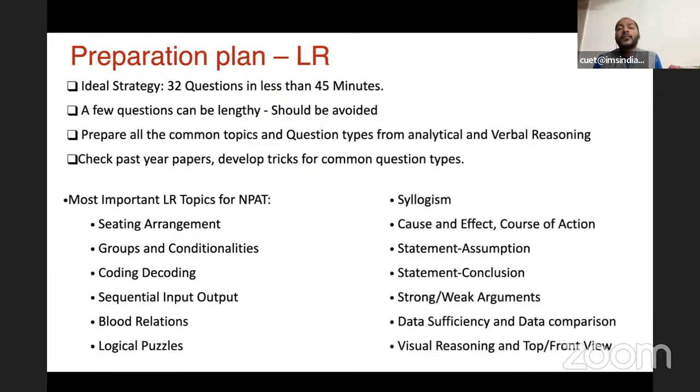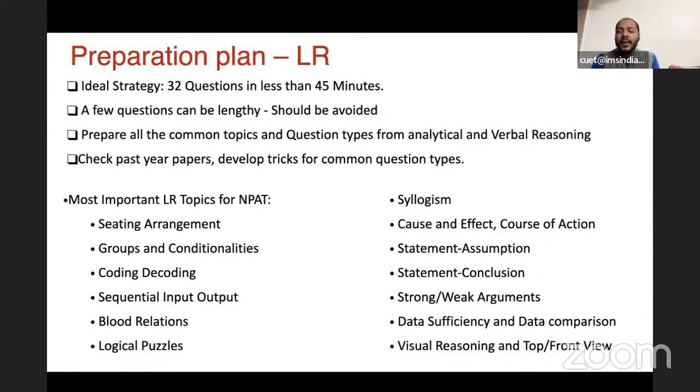However, in NPAT, the most scoring LR questions would actually be from the verbal reasoning part, because verbal reasoning does not require a lot of solving. When you look at a verbal reasoning question and you have to identify the right conclusion or the right course of action, cause and effect, etc., such questions don't require a lot of solving, and that's why they can be a little easy on the time, and therefore should be prepared well.